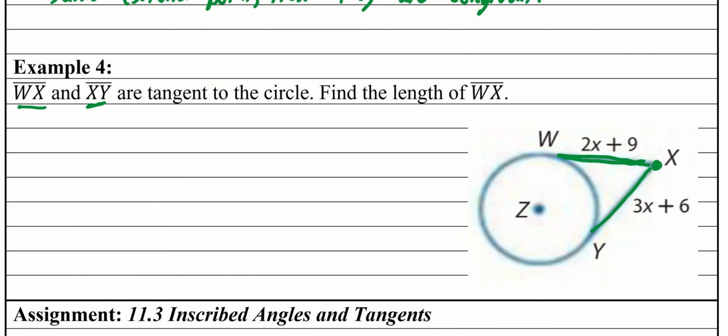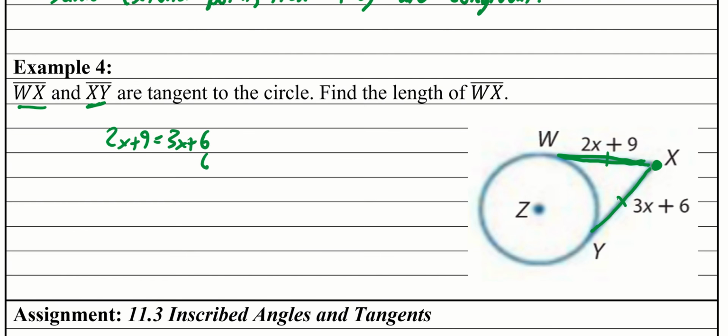All it's saying is, if this is the case, then I need to find x and then find the length of WX. If I have two lines that look like this, they're going to have to be congruent because they share the same exterior point. So all I need to do is say 2x plus 9 equals 3x plus 6, and then solve from here.